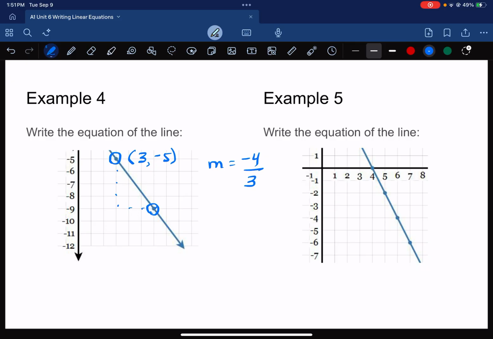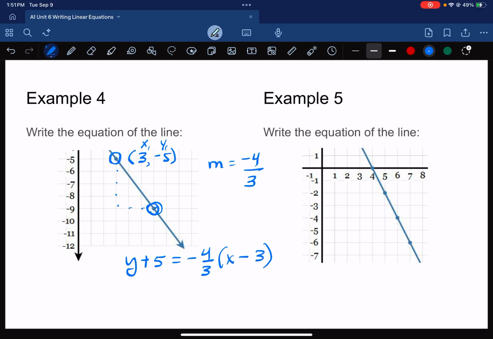So let's just use that as our x1, y1. Or you could have used this point down here. It doesn't matter. You're going to get the same equation. Okay, so we're going to go y minus, and the y value is negative 5 again, so it makes a plus. And then slope comes next. Negative 4/3 x, and then minus, and then the x1 value is 3. And there's the equation. That's it.